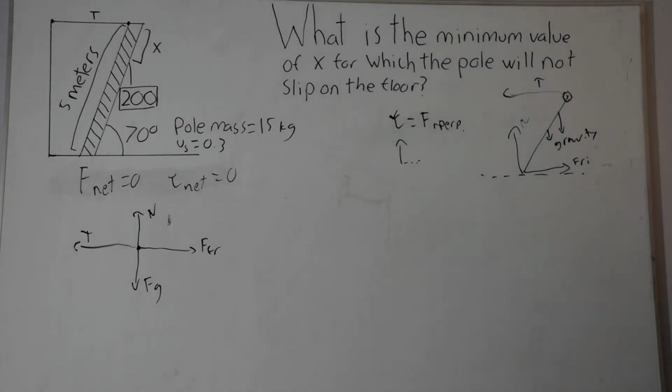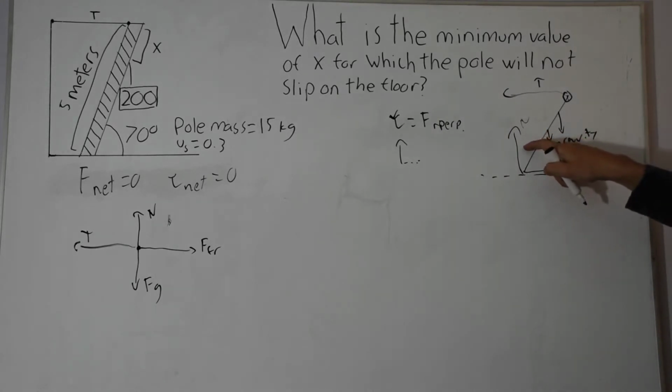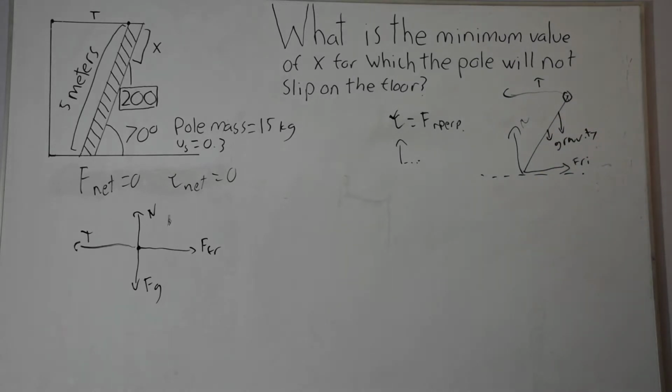So this tension force is going to do 0 torque, and we can remove it from the question. Alright, so now let's think about this point, what direction each force does torque. So let's start with the normal force. Which way would the normal force make the pole want to rotate?